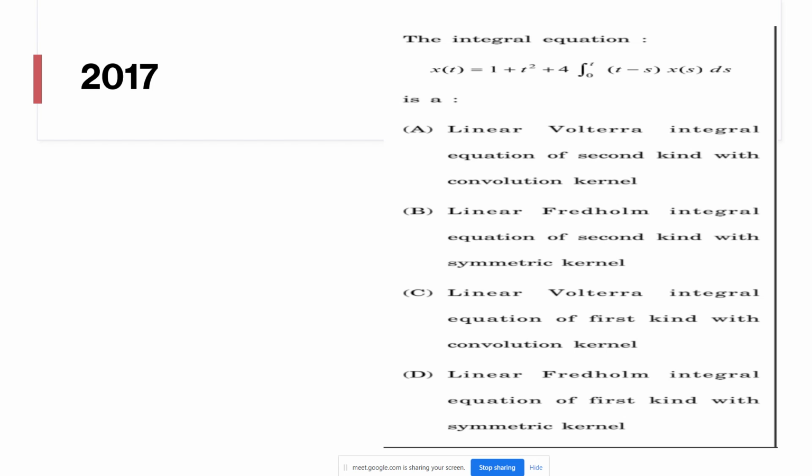So the correct answer would be, the given integral equation is, it is A, right? So it is a linear Volterra integral equation of the second kind. Also over here, this is nothing but convolution, so it is the convolution theorem, right? So this was nothing but an easy problem.